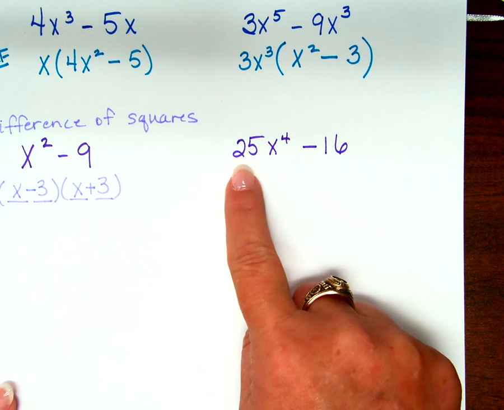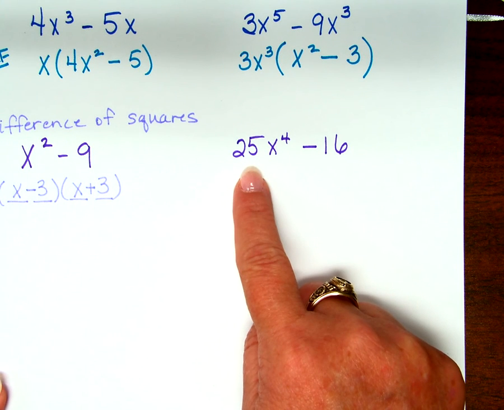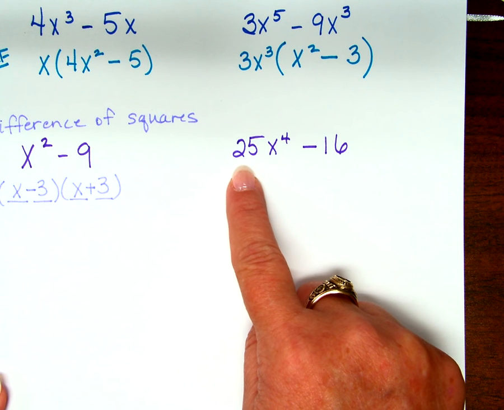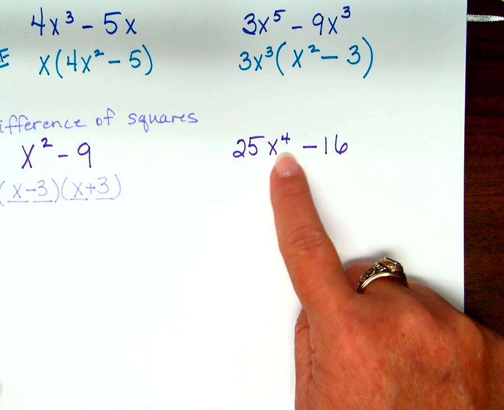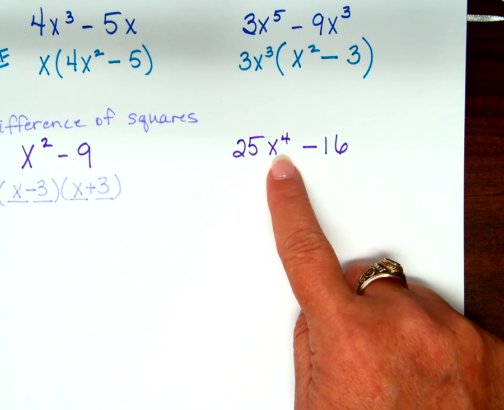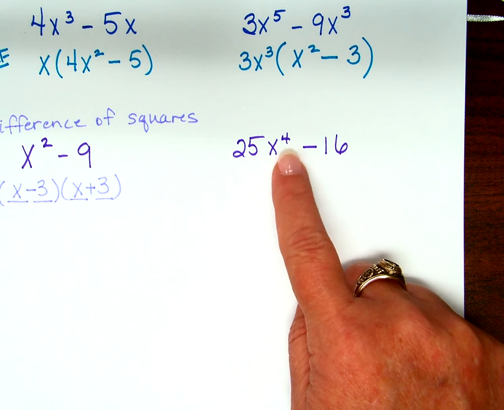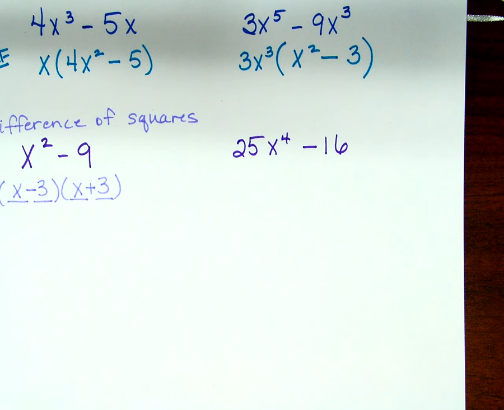Okay. Is 25x to the 4th a squared term? Well, 25 is for sure, right? What's the square root of 25? 5. So this is the one that comes into question, right? Is x to the 4th a squared term? What times itself is x to the 4th? X squared. So is this the difference of squares?